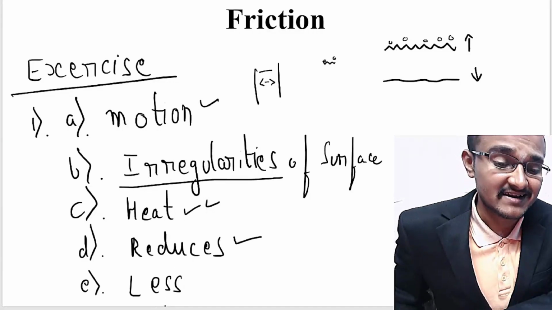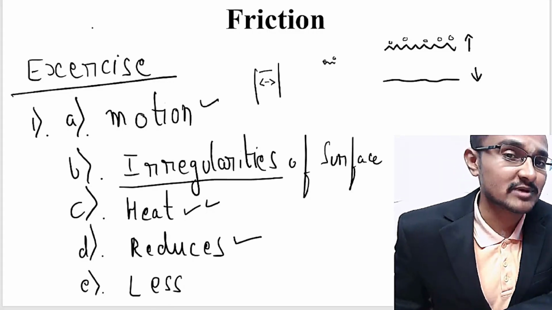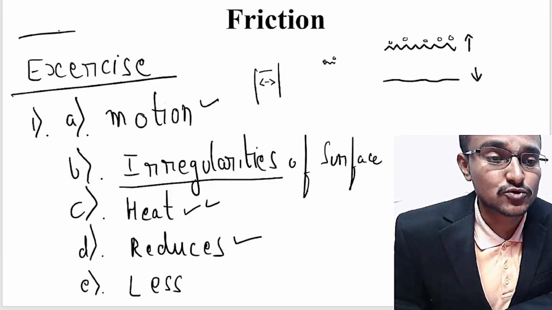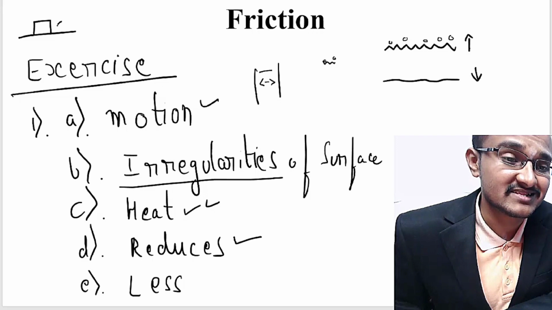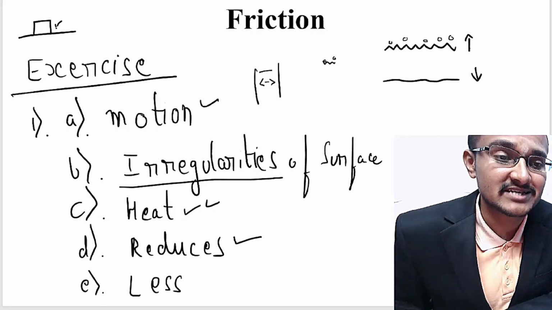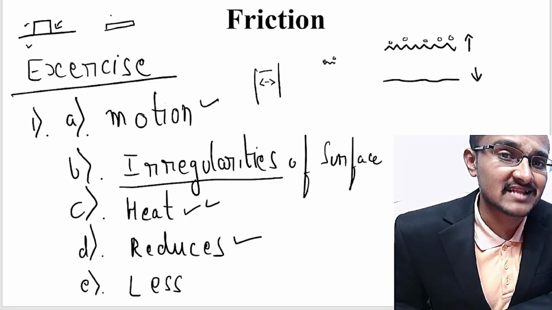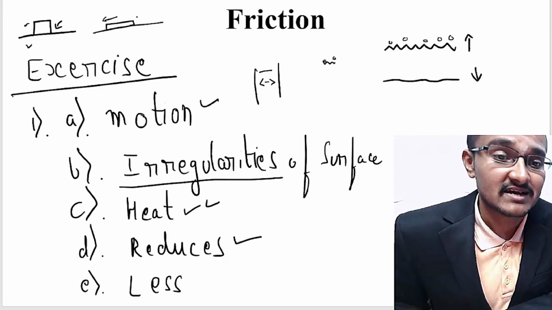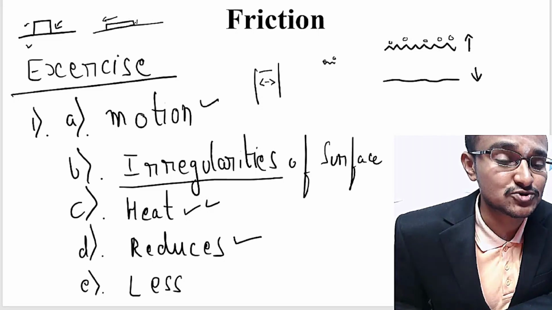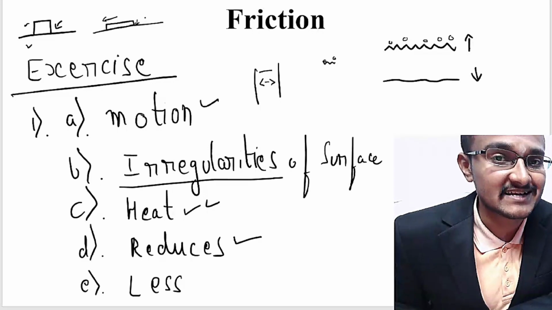Sliding friction is dash than static friction. What do you mean by static friction? When two particular objects are at rest, the frictional force which is generated between these two objects is known as static friction. Why? Because this object and this object are at rest. If you consider sliding motion, then one particular object will be sliding on the other object. When this object is sliding on the other object, the friction which is developed between these two objects is known as sliding friction.